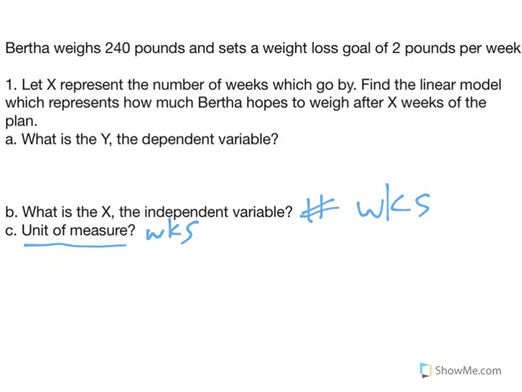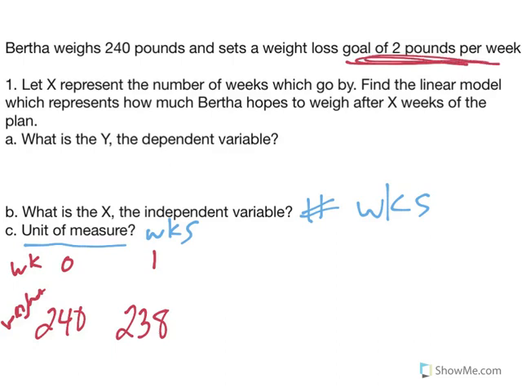Okay, so Bertha starts in week 0, right? Her weight is 240. And I call it week 0 because that's at the beginning, before she has started this plan. Now, after week 1, she is now at 238 pounds. And I know that because her goal is to lose 2 pounds a week. And after 2 weeks, she will have lost 2 more pounds, and now she's at 236. And after 3, she's at 234. So you can see each week it goes down 2.